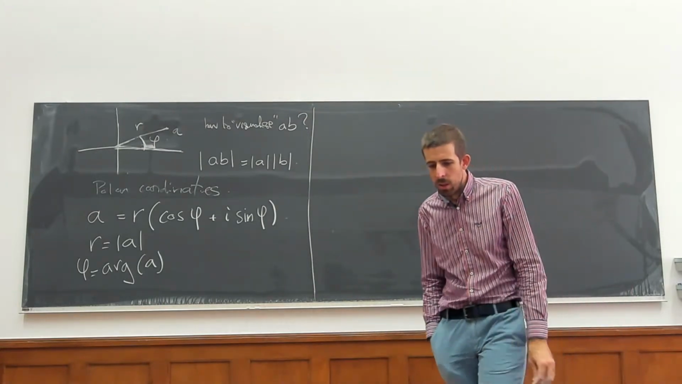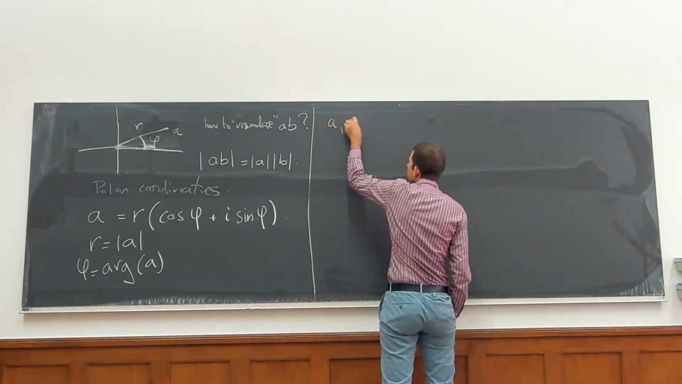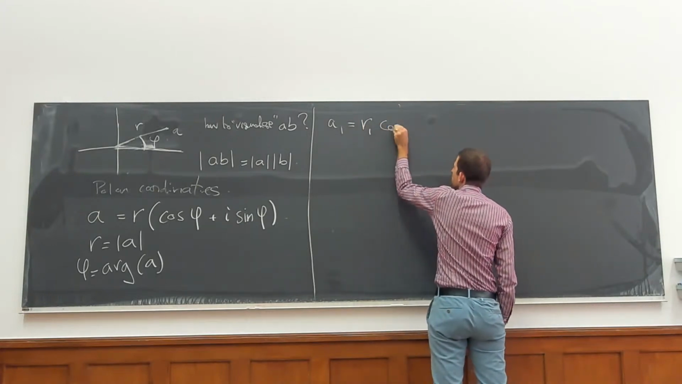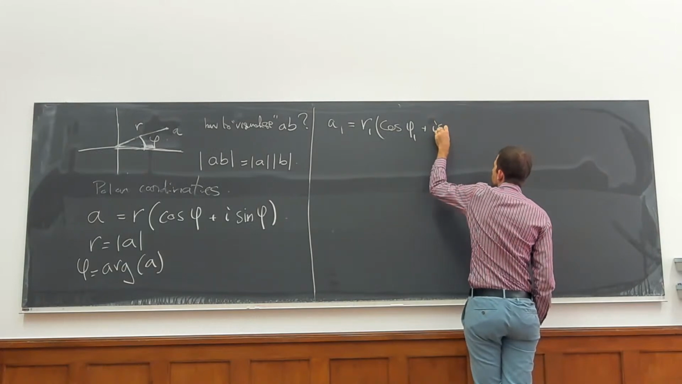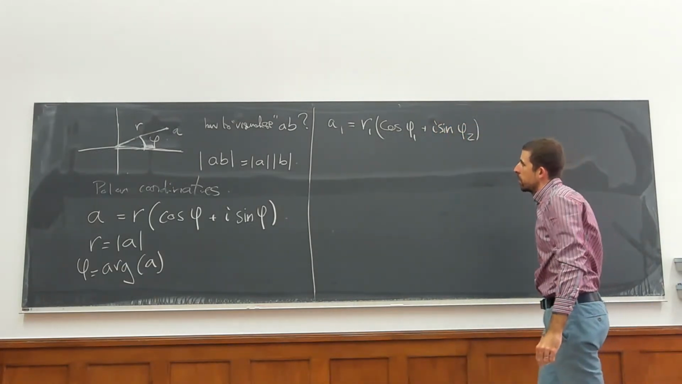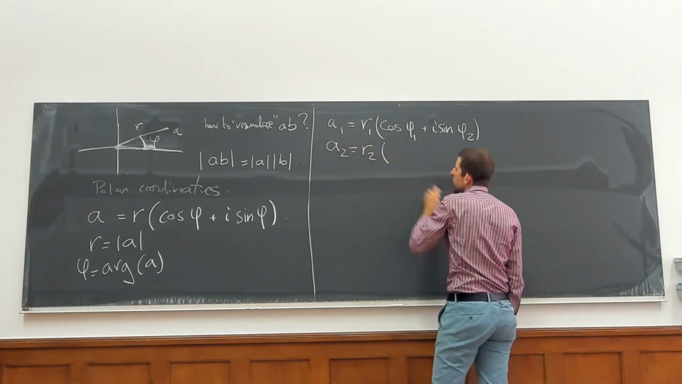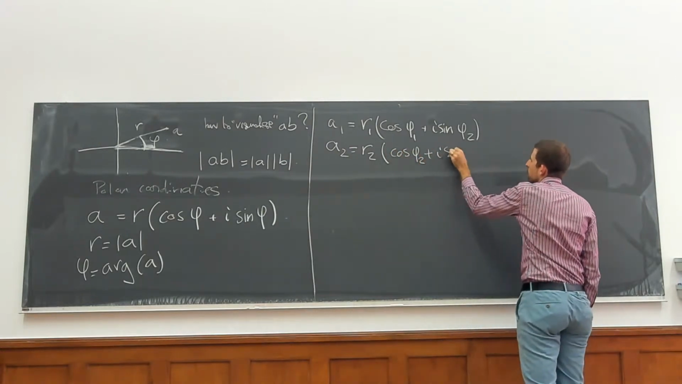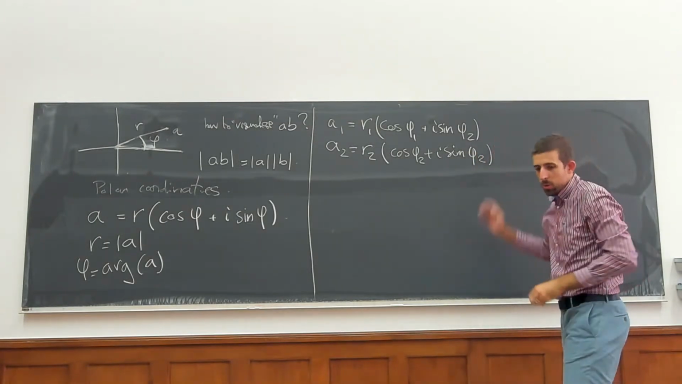Okay, so now let's say that we have another number. So let's say that we have two numbers, A1 equals R1 times cosine phi 1 plus i sine phi 1, and A2 equals R2 times cosine phi 2 plus i sine phi 2.